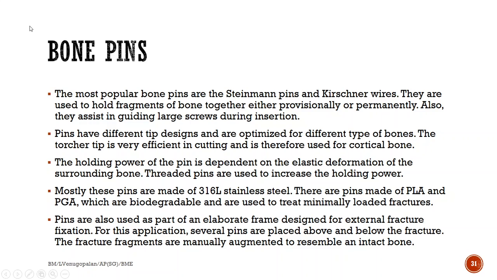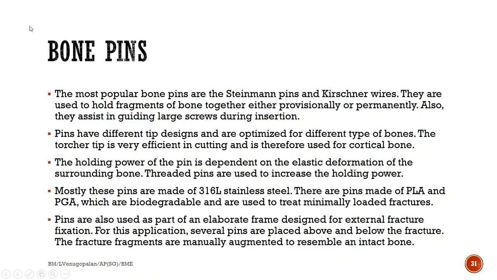Pins are also a part of an elaborate frame designed for external fracture fixation. If there is a larger fracture, instead of bone wires, you can also use bone pins to set the bone into a particular frame, and then use other fixation methods to make sure that the bone stays there permanently. Several pins are applied above and below the fracture fragment in order to fixate the bone, and these fracture fragments are manually augmented to resemble an intact bone.